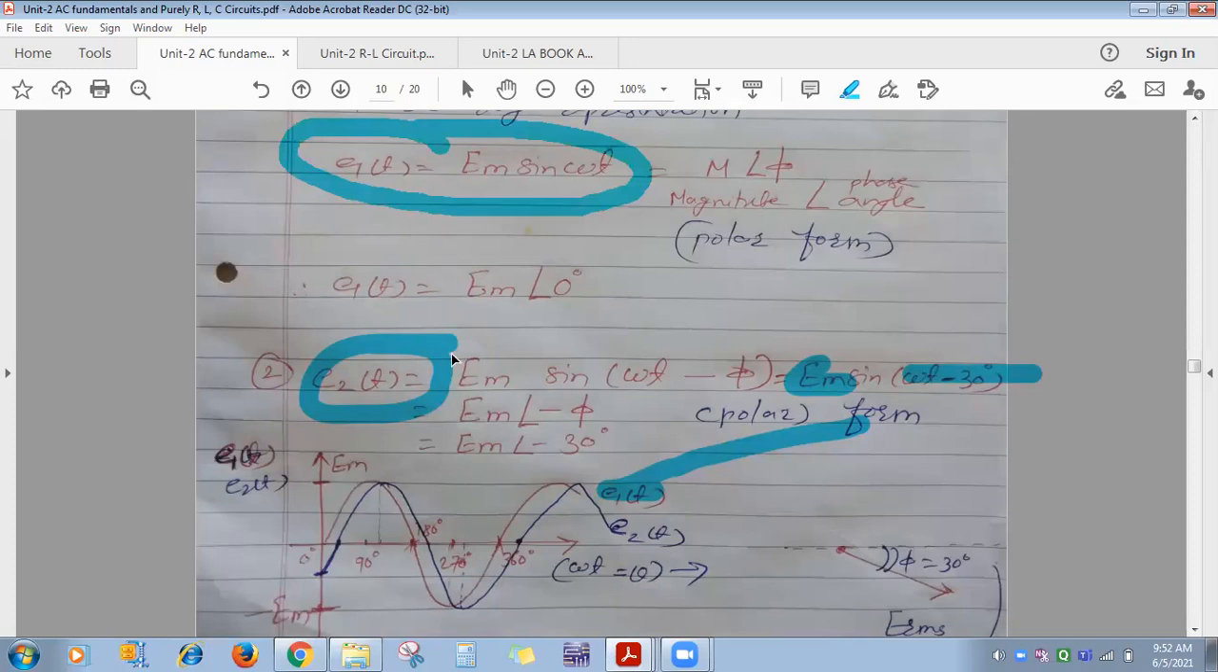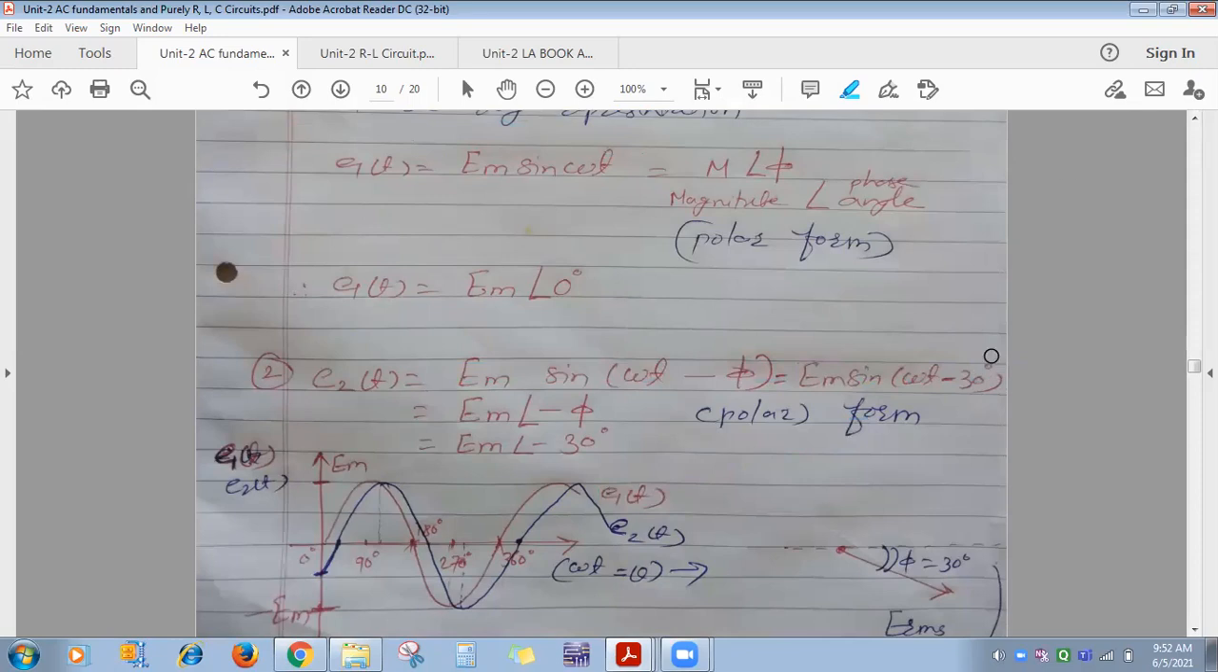Whenever the difference between the two waveforms is 30 degrees, the same will be the difference between their first positive peaks. The same will be the difference between their first negative peaks, and so on. Okay? Meaning if the first negative peak of E1t occurs at 270 degrees, then where will the first negative peak of the second waveform occur? 300, okay. Yes, so this is the polar form and this is the graphical representation.